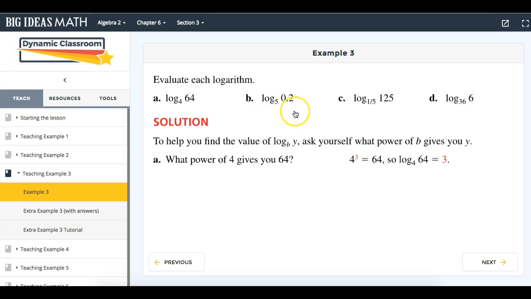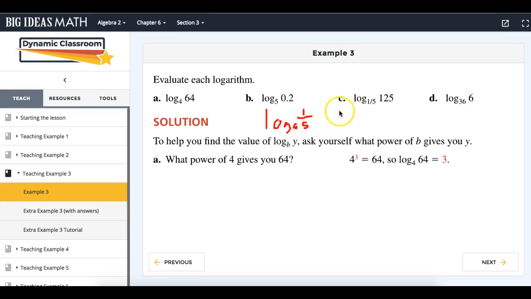So let's look at this second one. We have log base 5 of 0.2. Now that can also be rewritten as log base 5. Now the fraction equivalent of 0.2 is just 1 over 5. So you can also think about this as log base 5 of 1 over 5.